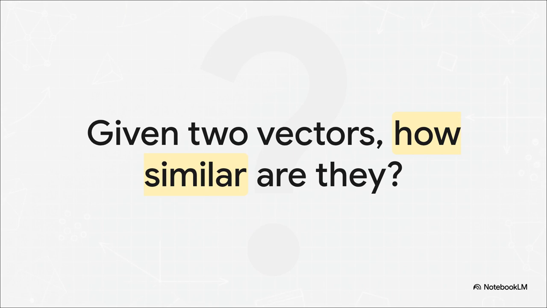Given two vectors, how similar are they? Like, do they point in the same direction or not? We need a mathematical way to compare them, kind of like checking a dating app compatibility score, right? We need an operation that takes two vectors and just spits out a crystal clear answer about their relationship.